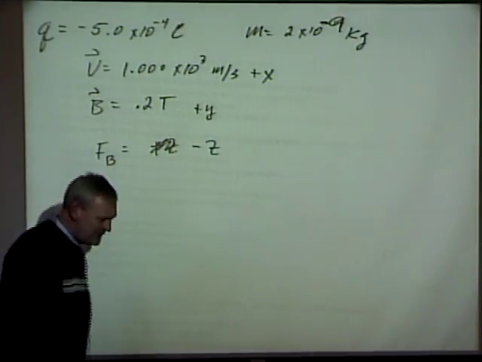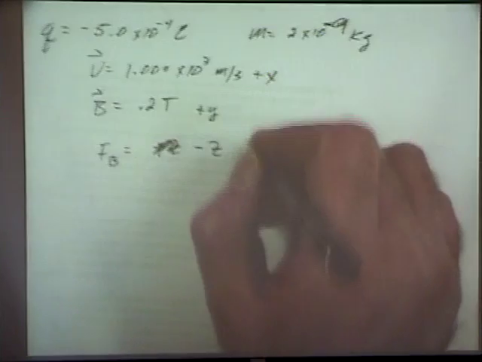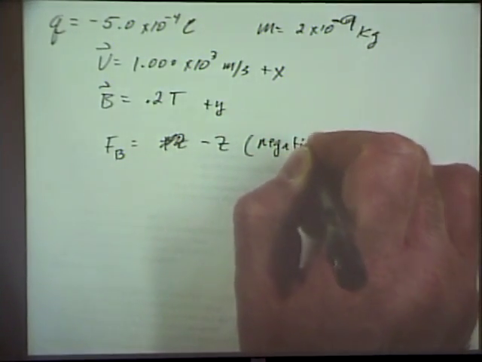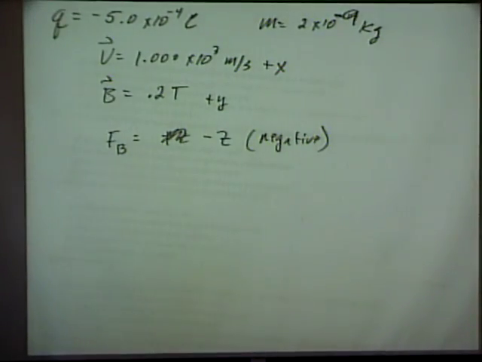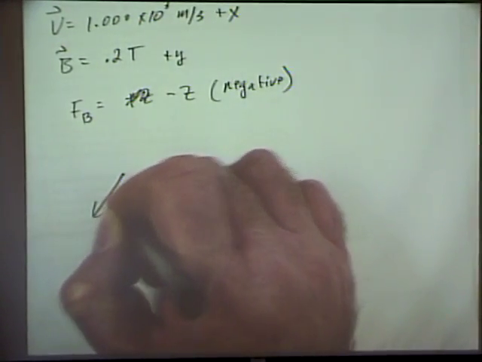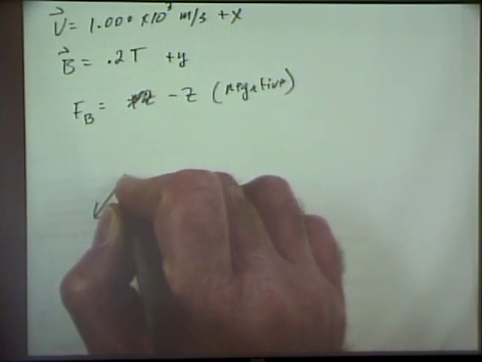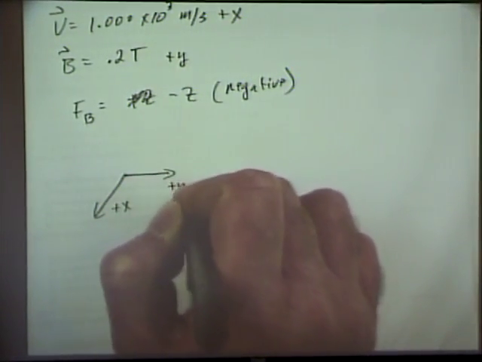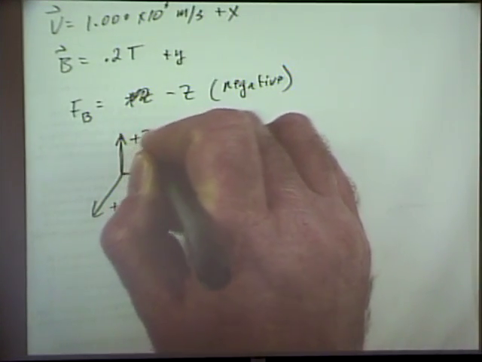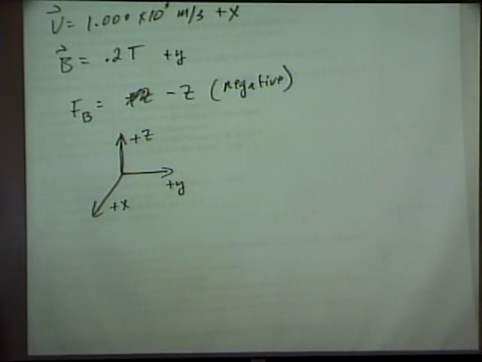It goes in the direction of the negative z-axis because I've got a negative charge. If you're not used to this three-dimensional thing, let me give a quick explanation. You usually have the x-axis look positive. Here's positive x. Here's positive y. Here's positive z. There's a little three-dimensional thing.